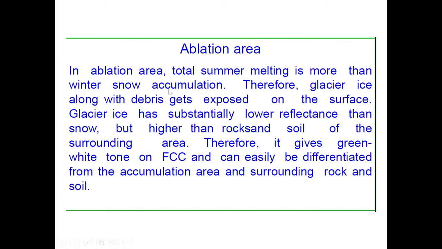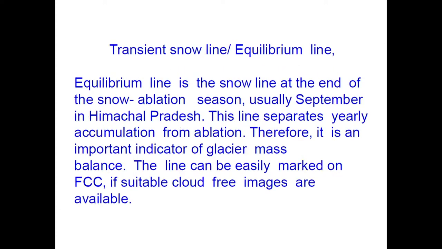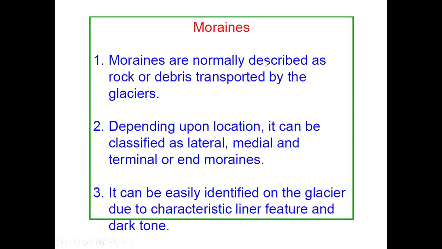Where is the ablation area? In the ablation area, the total summer melting is more than the winter snow accumulation. Whatever snow has accumulated during the winter, if it melts during the summer, the area that gets exposed is called the ablation area. The line dividing the accumulation and ablation areas is called the equilibrium line altitude.